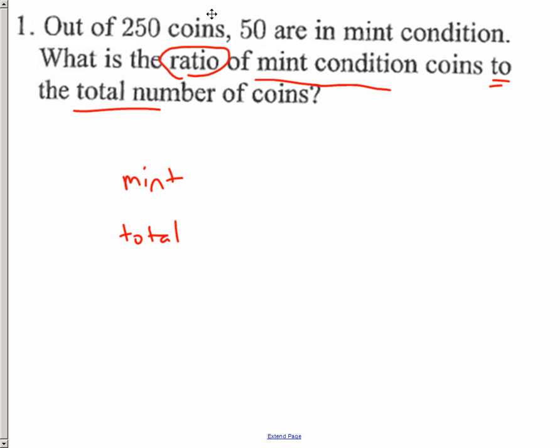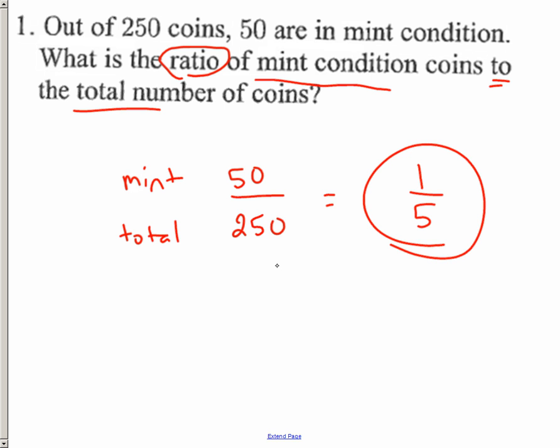Well, how many mint coins did we have? 50 are mint condition, so let's put that right there. We'll make a fraction. The total was 250. That's a pretty good ratio, but remember, we treat ratios pretty much like they're fractions, and we should simplify it, right? So divide both of them, top and bottom, by 50, and we should get a ratio of 1 to 5. That's our ratio, 1 to 5.